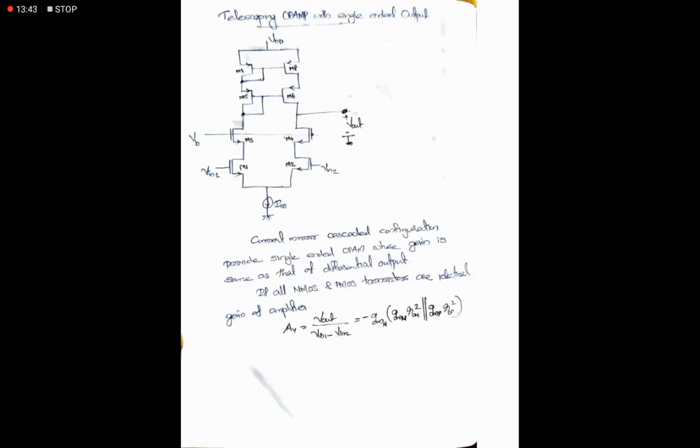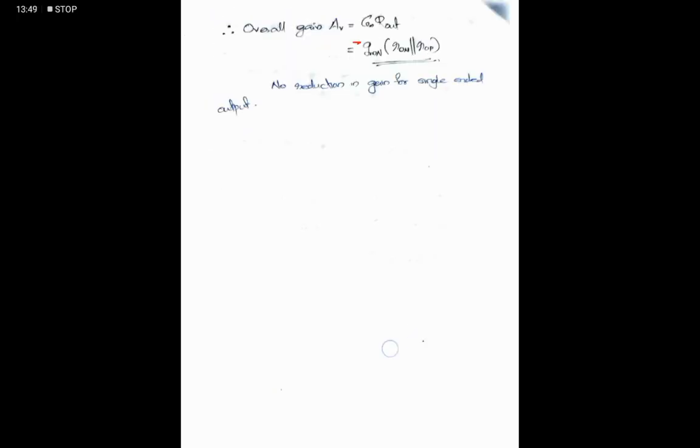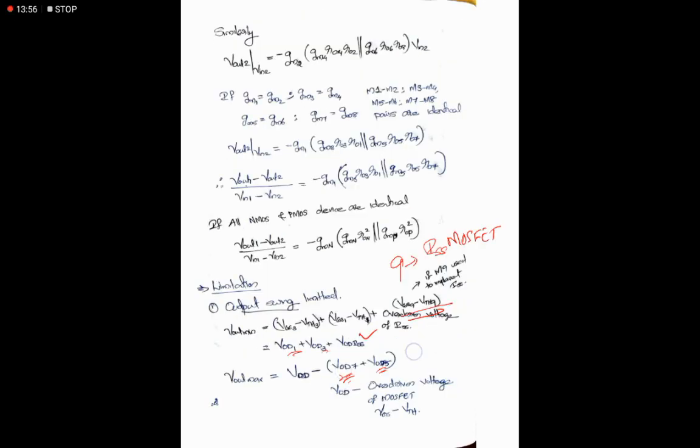And please note that while writing the overdriven voltage of PMOS, make sure that you are using the modulus, because its overdriven voltage is negative. Okay, so make sure that the modulus is used. So that is the basic working of the telescopic cascoded configuration.